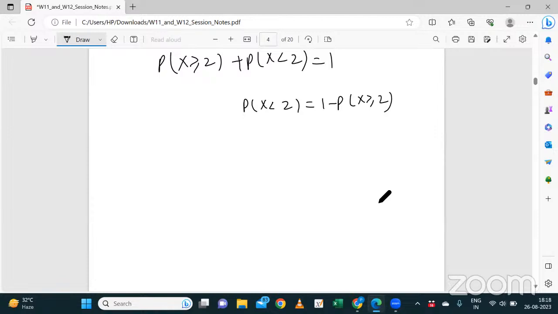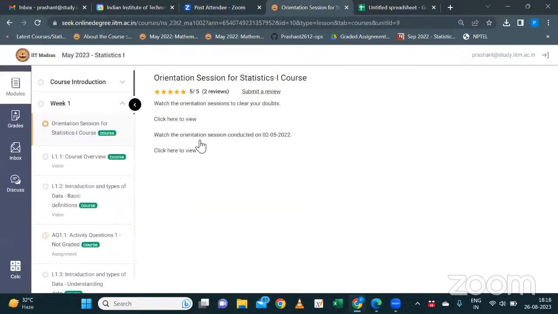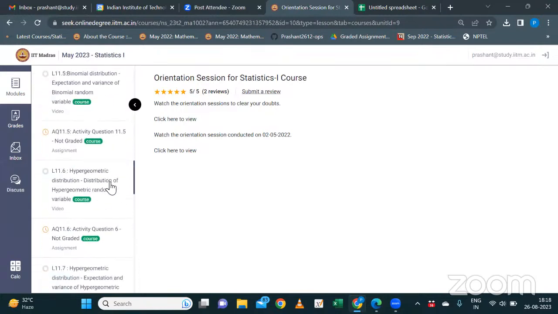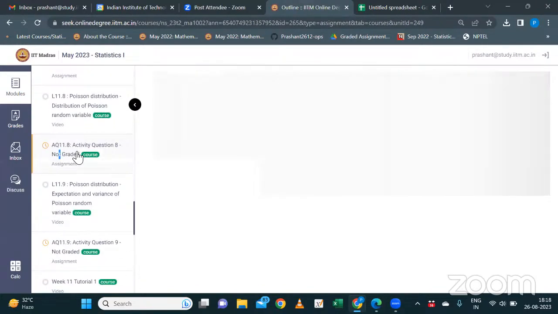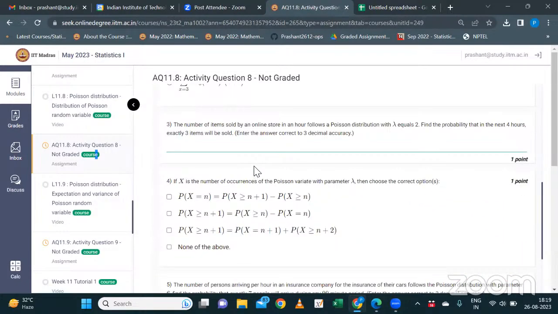Okay. Let me take a slightly different question for this one. Let me take that activity question that I think someone asked. What was that? Activity 11.8, question number 2. Okay, before going to question number 2, let me take question number 3. I will come up to question number 2.